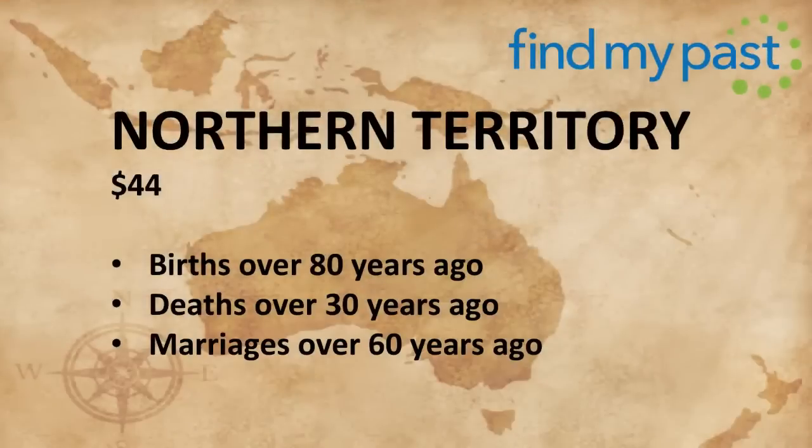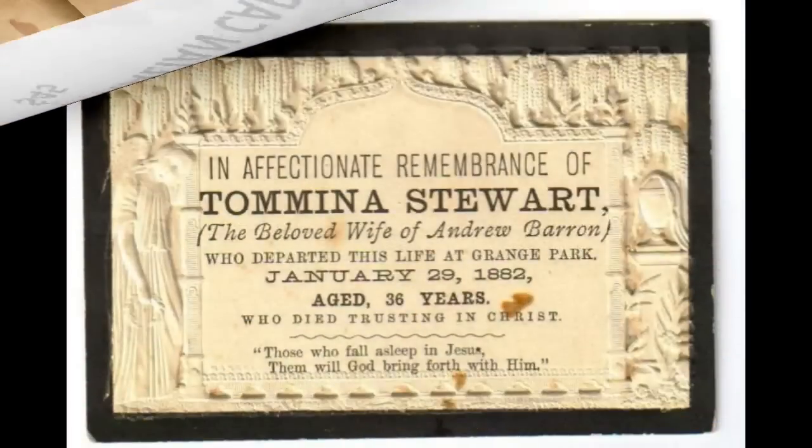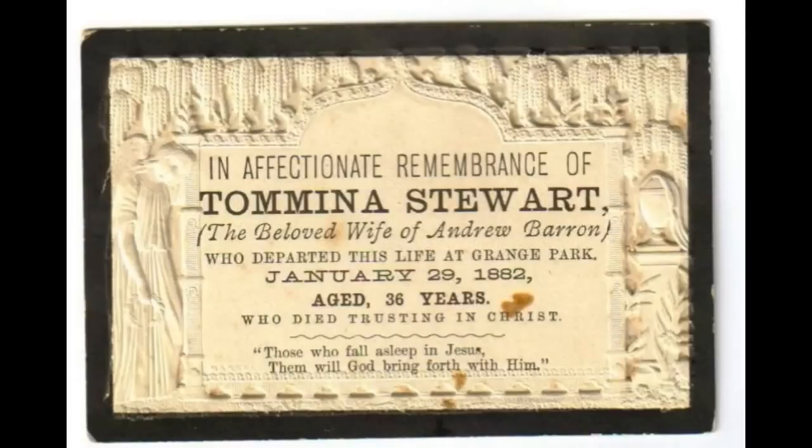Northern Territory is $44 for births over 80 years ago, deaths over 30 years ago, and marriages over 60 years. Australian Capital Territory is $45 for births over 100 years, deaths over 30 years, and marriages over 75 years. Unfortunately, Tamina died during the birth of her fourth child on January 29, 1882, aged 36.